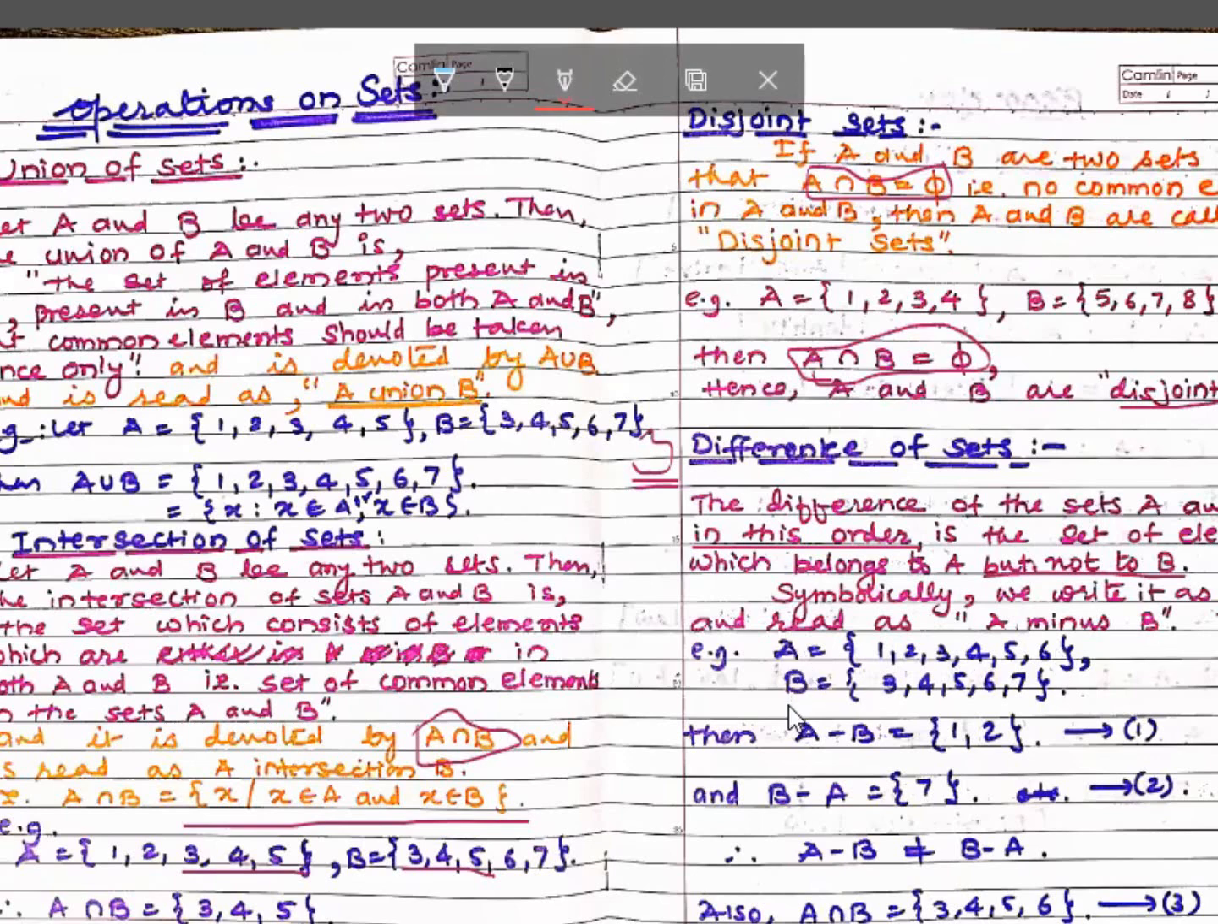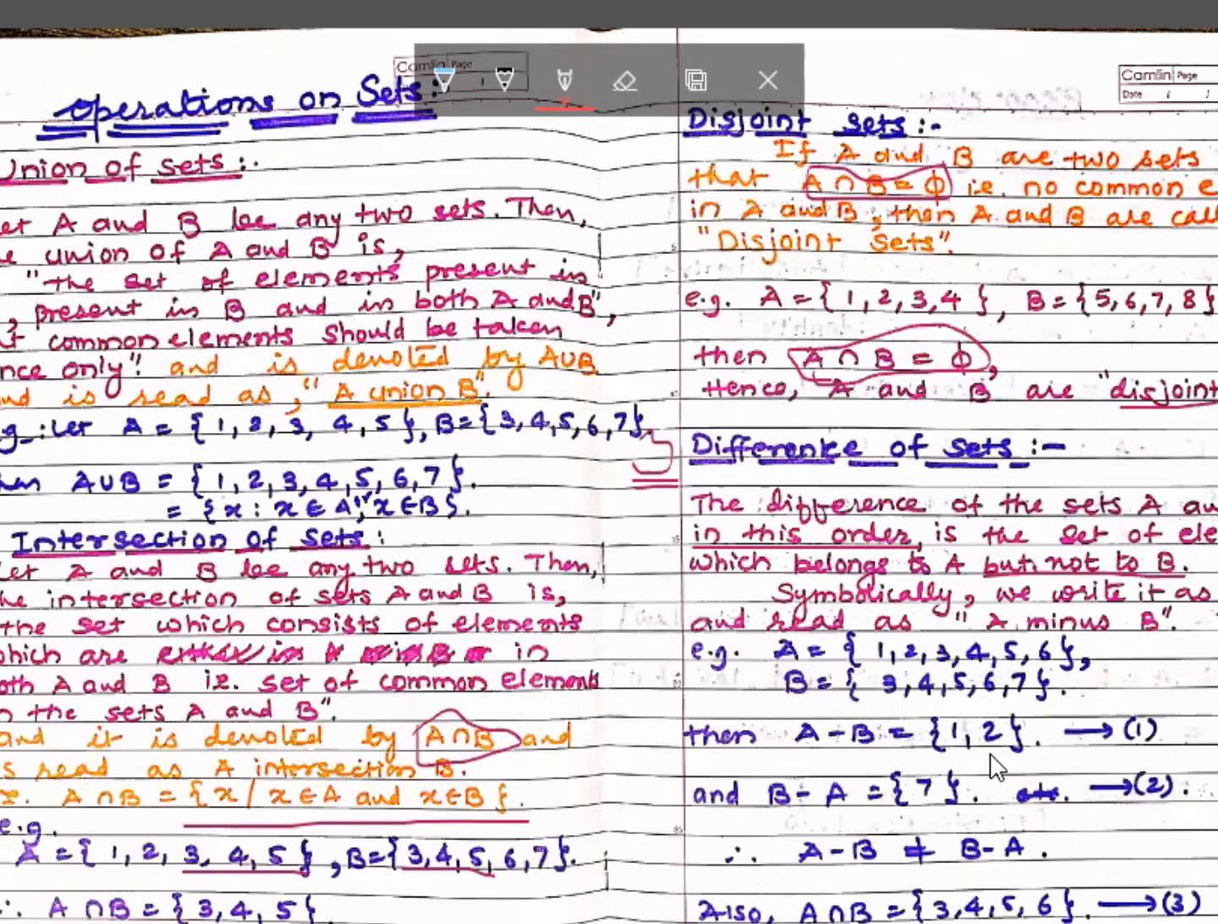Let's consider the example. Consider the two sets A and B. Set A contains the natural numbers 1 to 6. B contains 3 to 7. Take the difference of A and B. So difference of A and B means it is A minus B. B and A means B minus A. So keep the order in mind. Whenever you are asked A and B, we should take only A minus B.